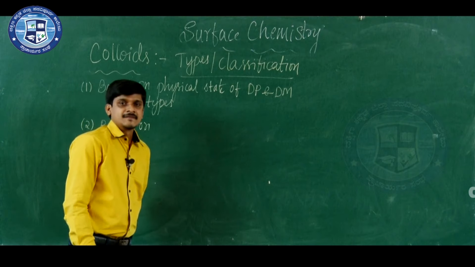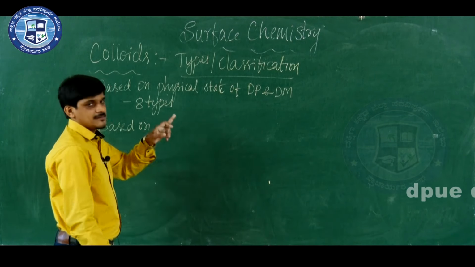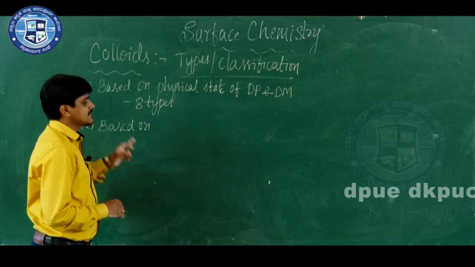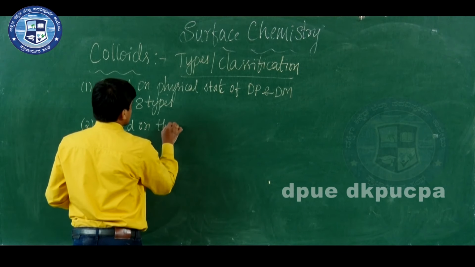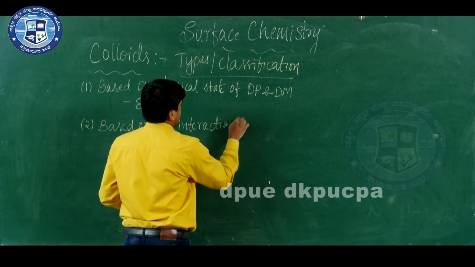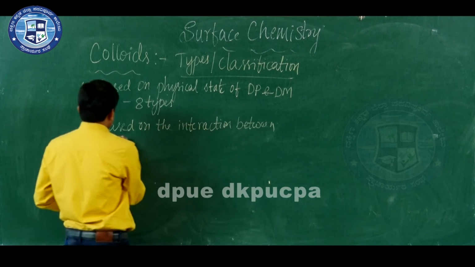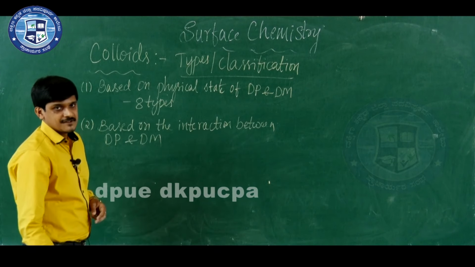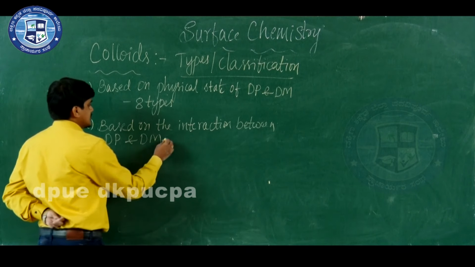Second way of classification: based on the interaction between dispersion phase and dispersion medium. Based on the interaction between dispersion phase and dispersion medium, colloids are classified into 2 types.